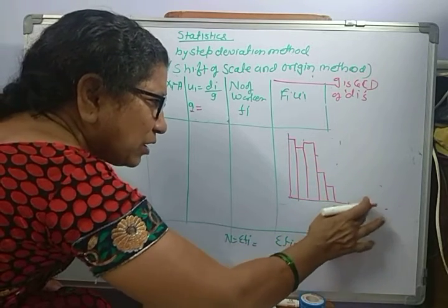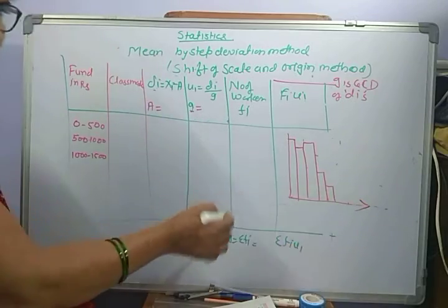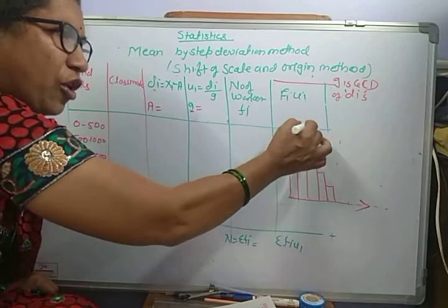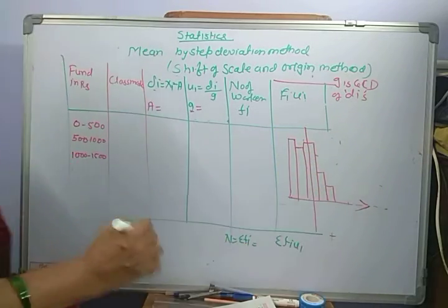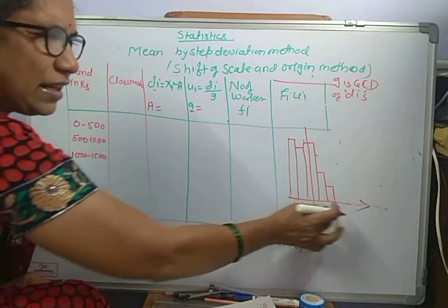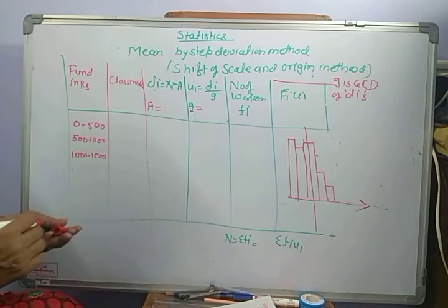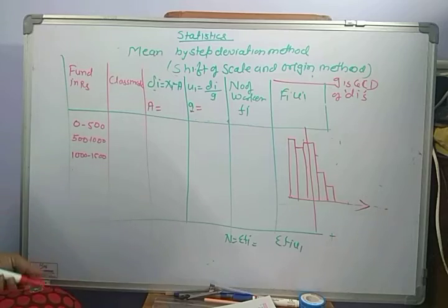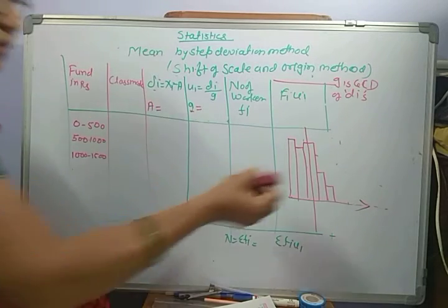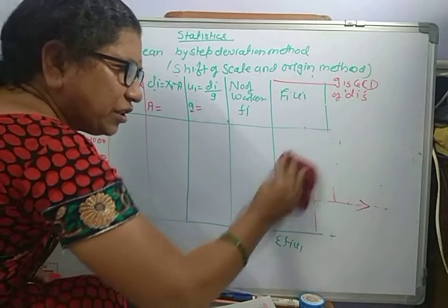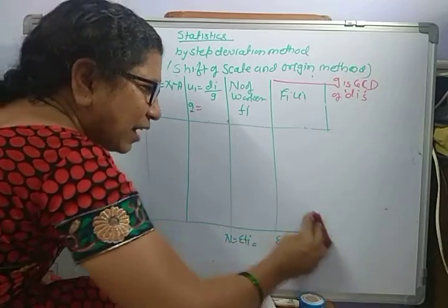Now, to draw the graph is the easier one. And shift of origin means what? You have to take the origin in between, see how much is on the left side and how much on the right side, and then calculate. This is the graphical calculation, and this is the tabular calculation. Okay? This is what shift of origin and scale is. Understood?